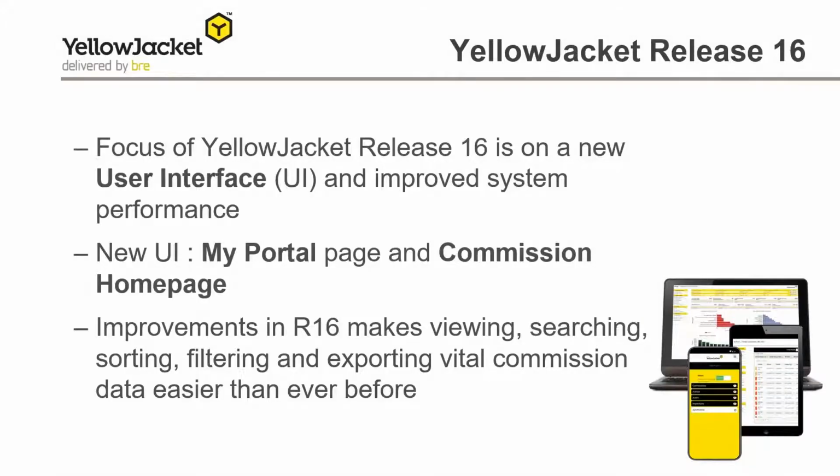So the focus of Yellow Jacket Release 16 has very much been around the new user interface and improved system performance. The tool is quicker than ever before, and the new user interface focuses on both the My Portal page as well as the Commission homepage. These improvements make viewing, searching, sorting, filtering, and exporting vital commission data easier than ever before.